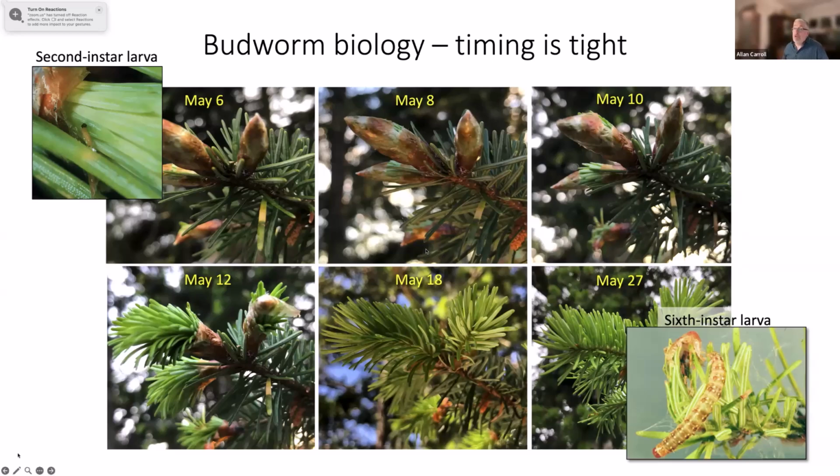So just to give you some context, this guy here, our first instar larva, is perhaps 2, 3 millimeters long. And this guy here is the better part of 5 or 6 centimeters long. And so this is all accomplished by eating the tissues available to it while these shoots are elongating, but before they lignify or harden off.